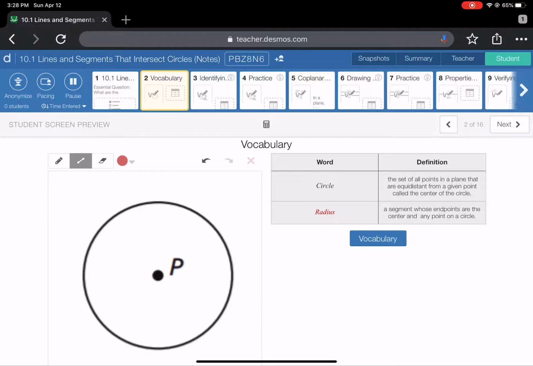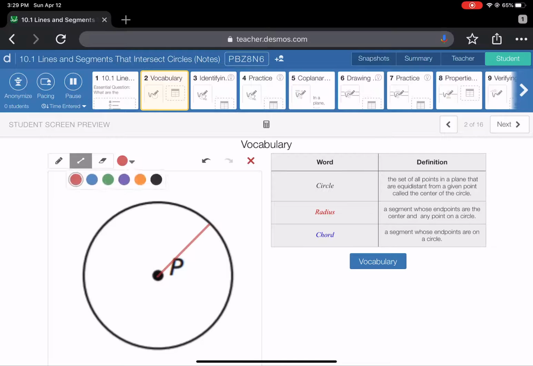All right, so what we're going to be talking about next is a radius. The radius is a segment whose endpoints are the center of the circle and any point on the circle. So what is a radius? A radius is a segment I draw from the center to any point on the outside, because remember, everything is the same distance. So from the center out to the edge of the circle, that is the radius. It has to go from the center to any point on the edge of the circle.